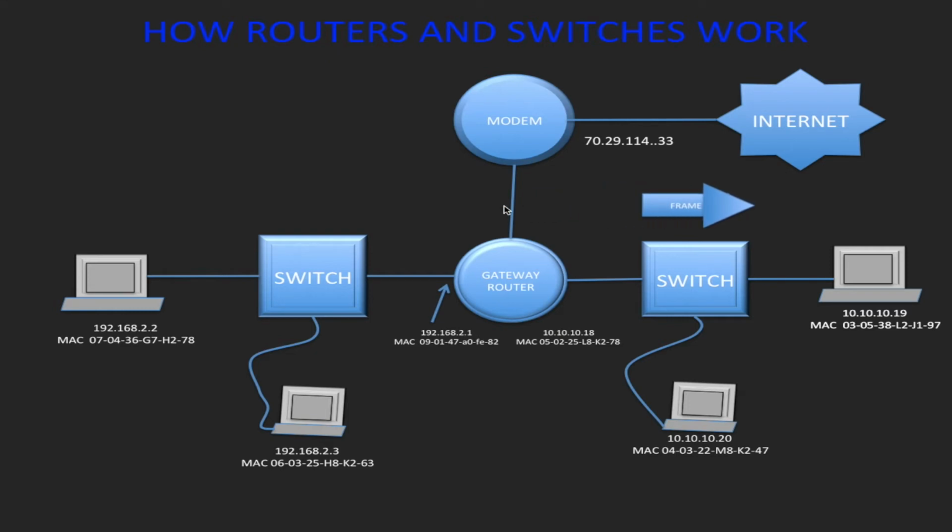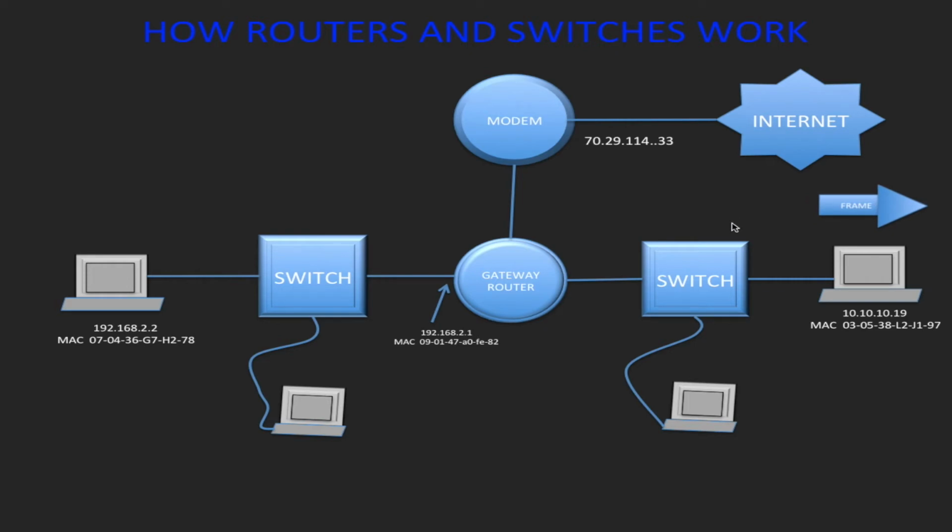So now when the frame gets to the switch, it will look at the header information in the frame and see what the MAC addresses are. It will see that you're coming from this MAC address and you're going to this MAC address. So the switch will just forward this frame to the computer.